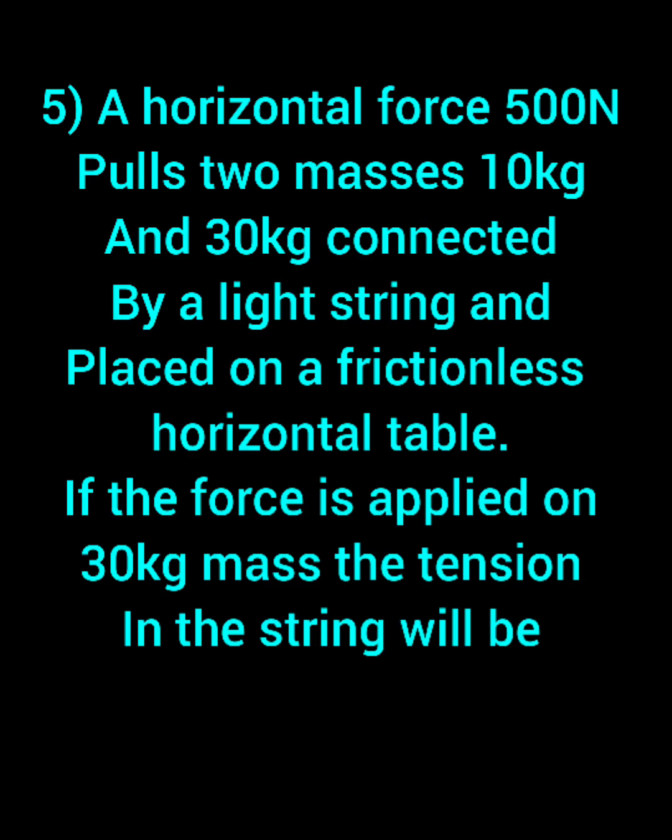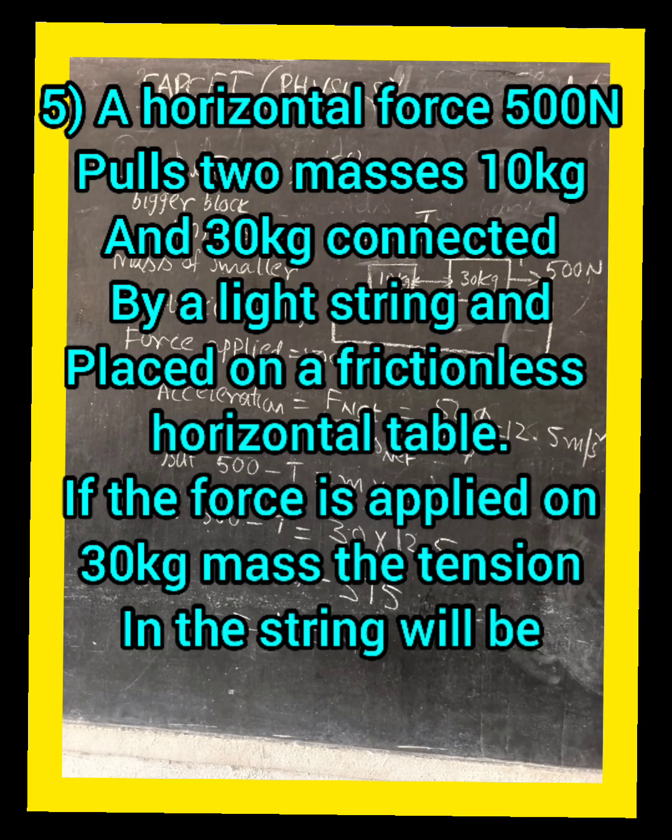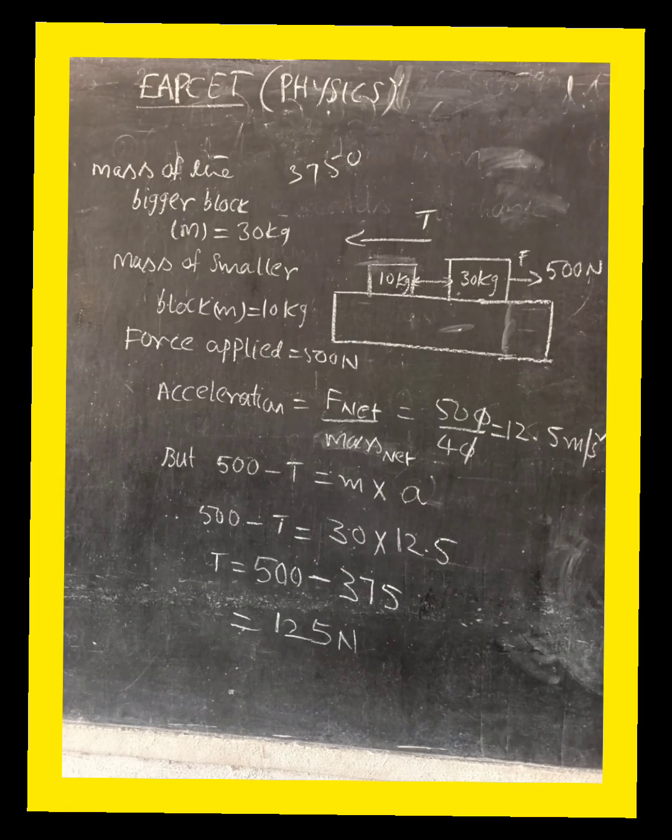A horizontal force of 500 newtons pulls two masses, 10 kg and 30 kg, connected by a light string and placed on a frictionless horizontal table. If the force is applied on the 30 kg mass, the tension in the string will be? How much force is applied on those blocks? What are the masses of those two blocks? 10 kg and 30 kg. What is the block on which the force is applied? 30 kg. What do we have to find out here? We have to find out the tension in the string.